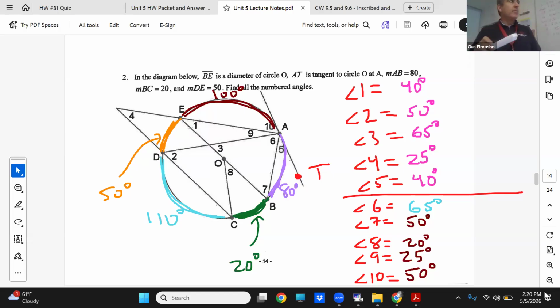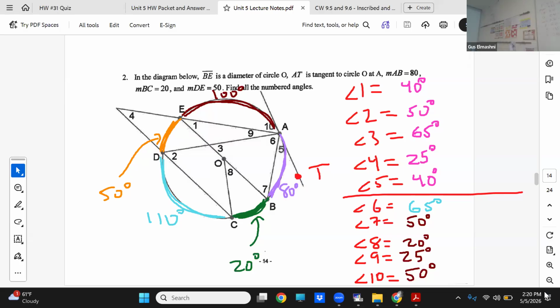Okay. Grand reveal. Those are all the answers. Just a recap. Angle 1 is half of the purple, so that's 40. Angle 2 is half of the green and the purple, so that's 50. Angle 3 is the average of 80 and 50, the orange and the purple. That's 65. Angle 4 is half of the difference of the orange and the green and purple combined.